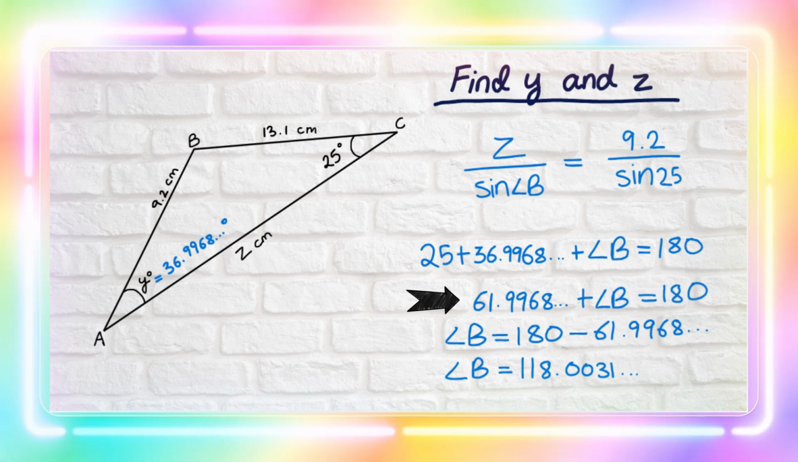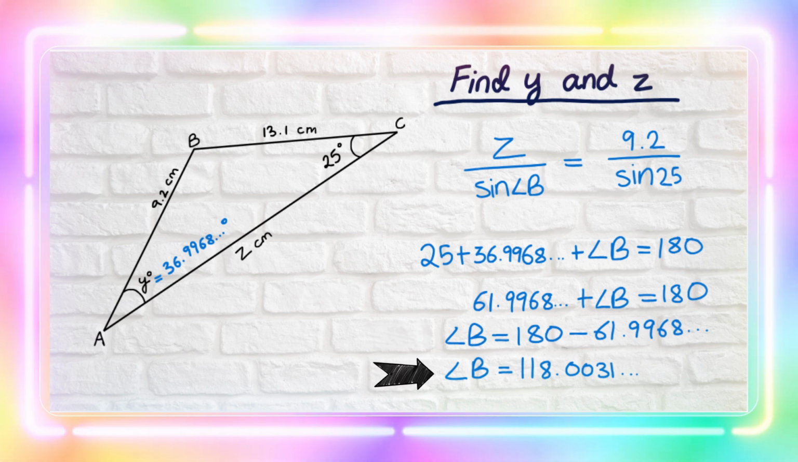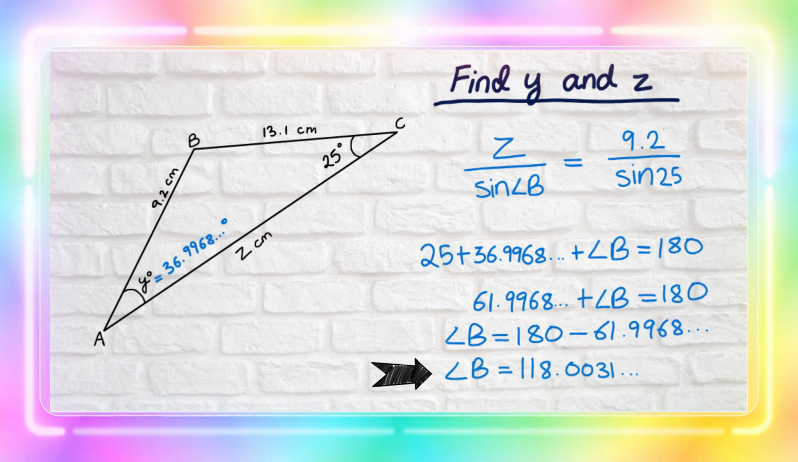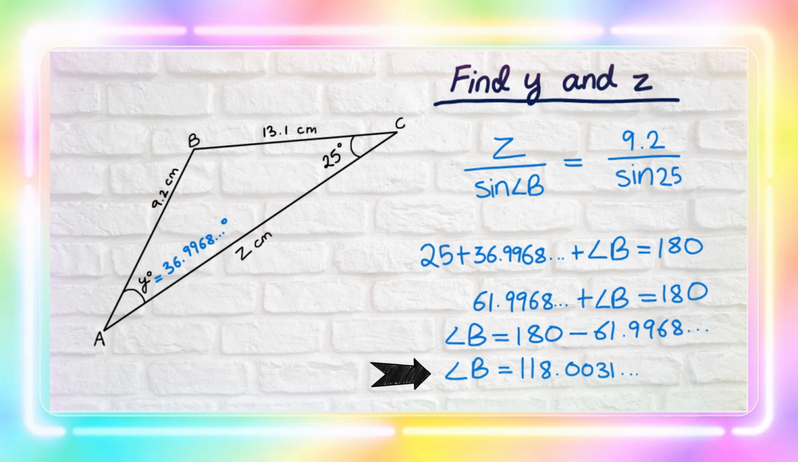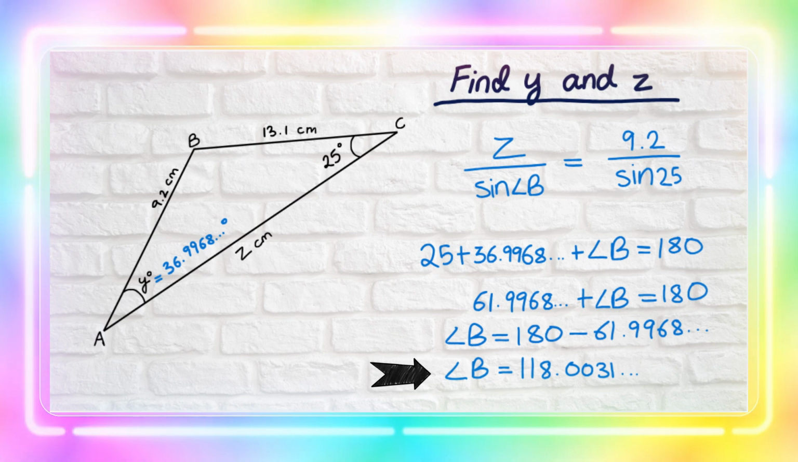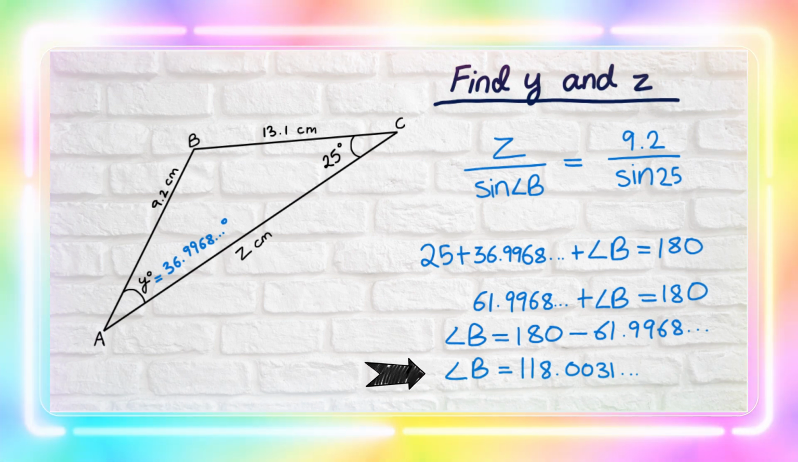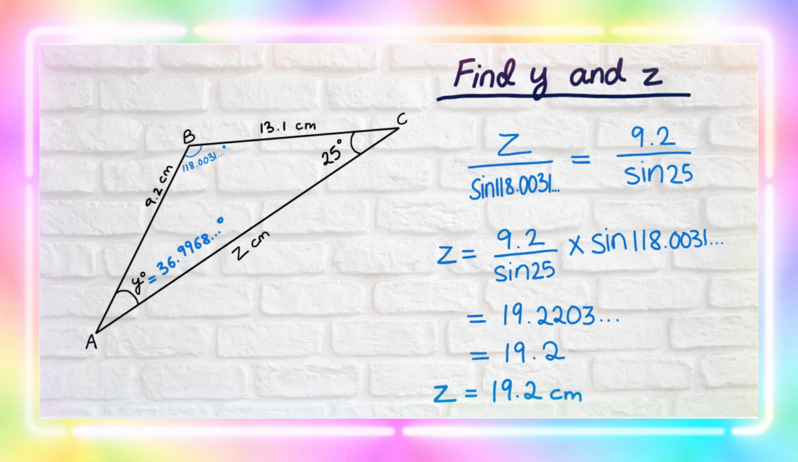61.9968, and so on. Then, we subtract the new long value from both sides to get our value for angle B, 118.0031, and so on. This is also a pretty long value, but we don't need to round it off to three significant figures. We will use this long value for angle B for our calculation further.